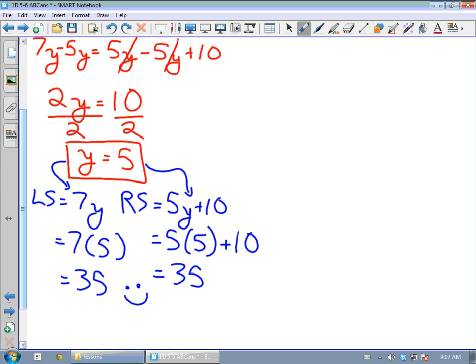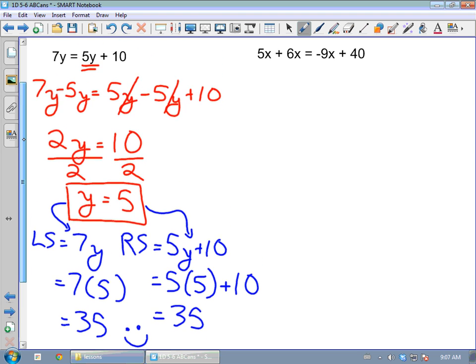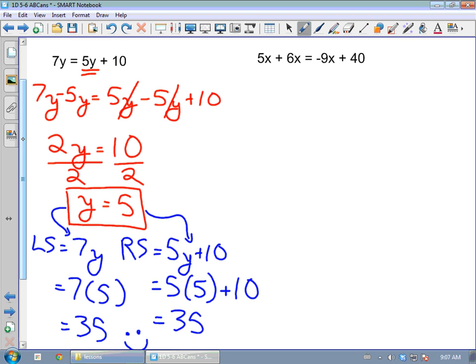Okay? So let's do the same thing for the next example here. We'll do our solution, and then we will check it by looking at the left side and the right side. Okay, 5x plus 6x equals negative 9x plus 40. There's something that we can do with this one even before we start moving terms from one side to the other. On the left side, we got a 5x and a 6x. These are like terms, and what can we do with like terms? We can add them together. So we can take that 5x and that 6x, add them together, and get 11x. And I'm going to keep the right-hand side exactly the same for the time being.